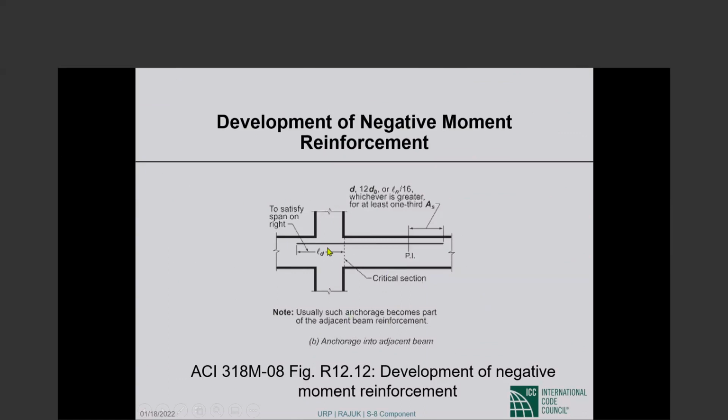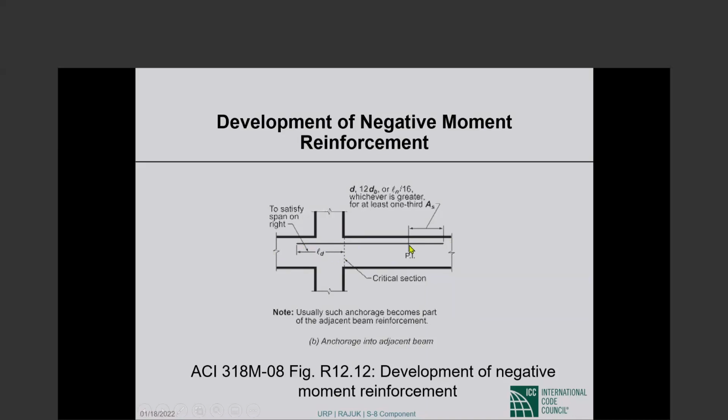Okay, so this is obviously a negative bar at the base of the support. We have to have the bar fully developed. That would require development length, straight bar development L sub D. So the bar needs to continue for at least L sub D this way.